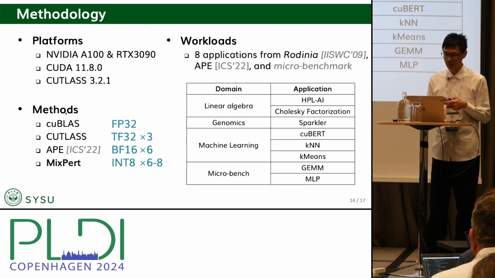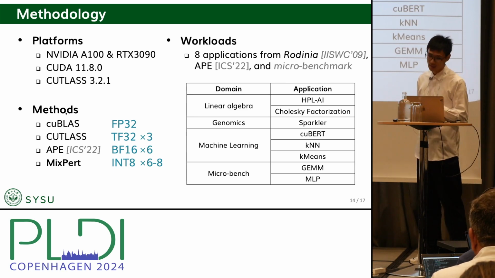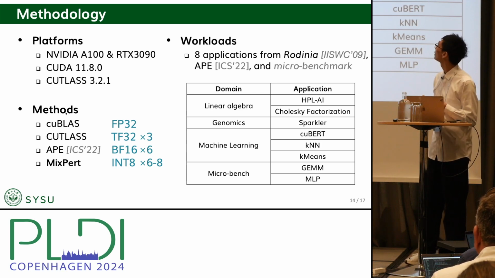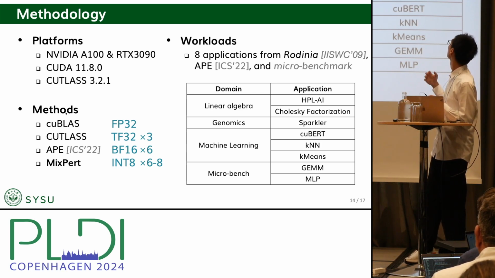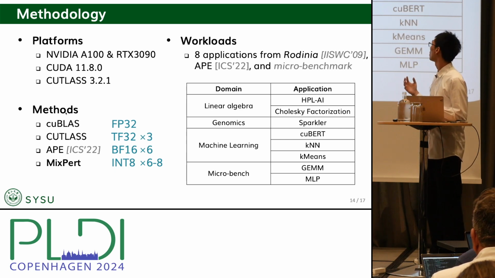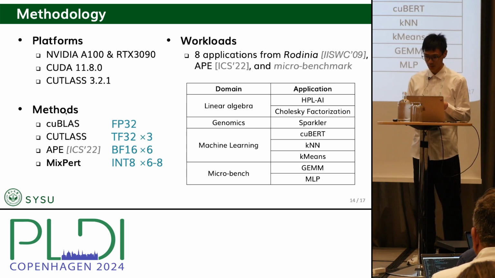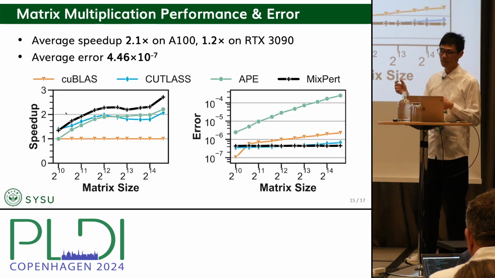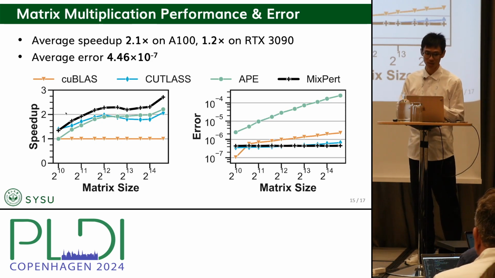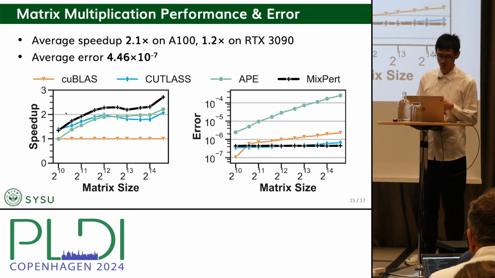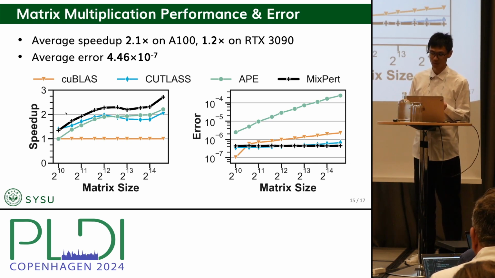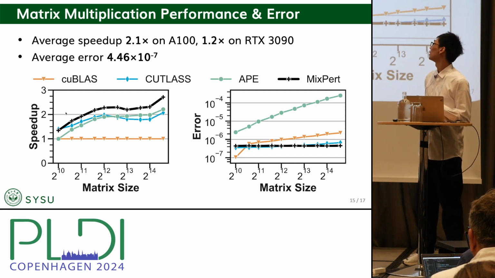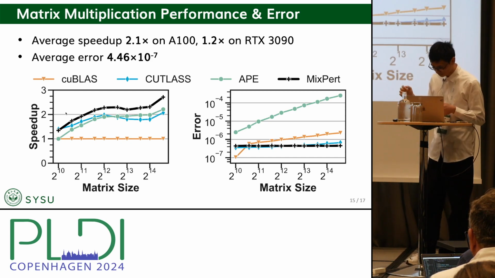And we evaluated on the NVIDIA A800 and RTX GPUs and used applications from Rodinia, and previous works from linear algebra, genomics, and machine learning, and self-built benchmarks. So for a single matrix multiplication operation, we obtain 2.1 times speedup, and 1.2 times speedup on RTX, and we preserve the error in a controlled manner.